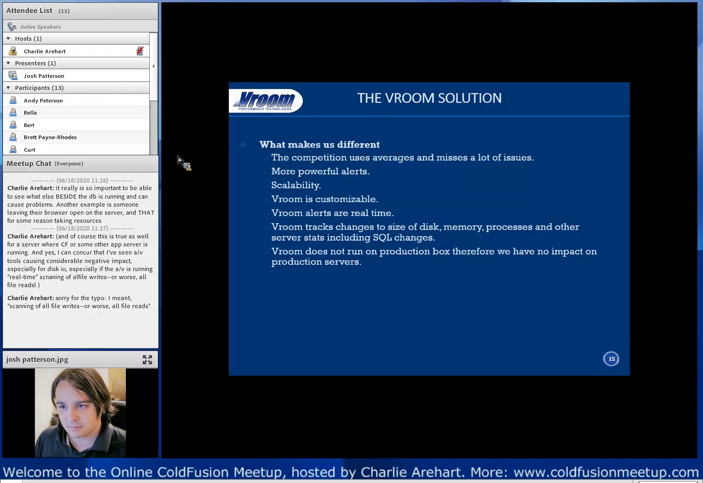Of course, this is true as well for the server where ColdFusion or some other app server is running. Charlie concurs that he's seen antivirus tools causing considerable negative impact, especially for disk I/O, especially if antivirus is running real-time scanning of all file writes, or worse, all file reads. That's actually ours too. Even installing some tools can take a long time, because Windows Defender is literally scanning every single one of the files involved in the setup. So wherever you land on that side of the debate, having the information about any of those types of conflicts is indispensable. Once you have it, it's difficult to go without it.